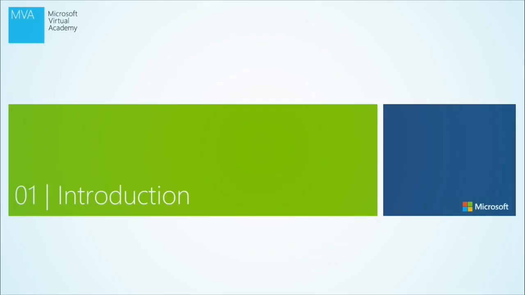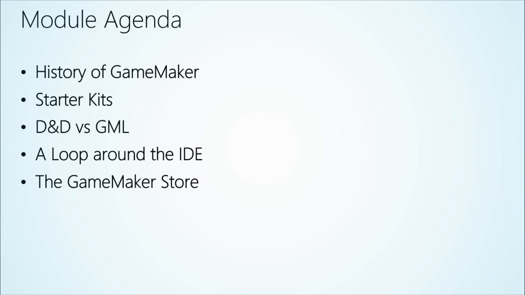So Natalie, you want to start out with the introduction, the agenda? For Module 1, we're going to start out with a history of GameMaker, and then we'll look over the starter kits that we'll be using today and that we've provided online. We'll take a look at the programming languages that you can use with GameMaker, GML, and then we'll do a little loop around the IDE and look at how the tool works, and lastly, we'll talk about the GameMaker store.